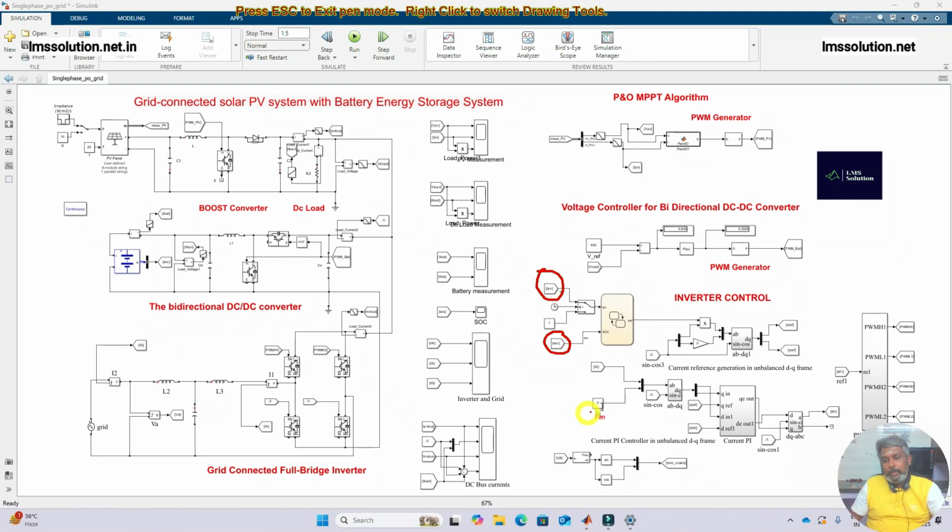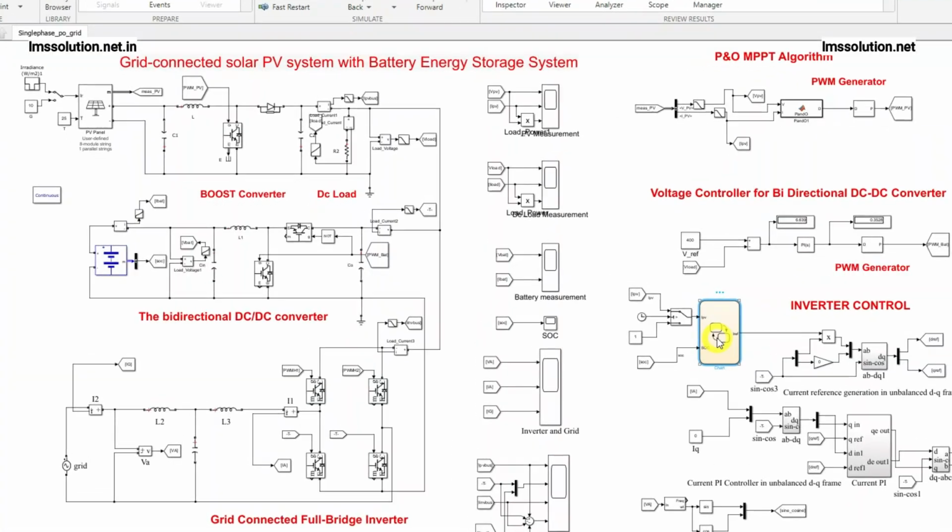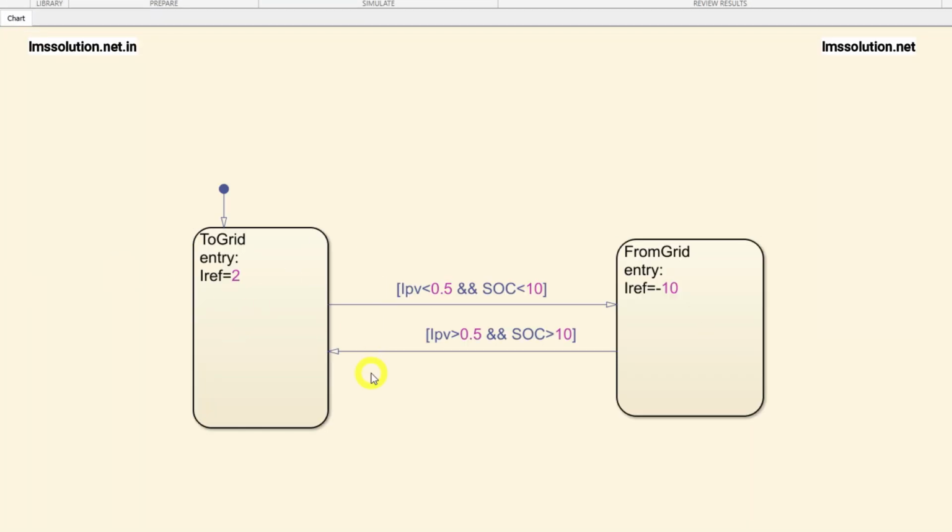So how are we going to generate the I reference? Just click this one, and then you will get that state flow. Here I consider two conditions: to grid and from grid. To grid means we are sending power to the grid from the DC bus, that means by means of the PV source as well as the battery. Here we have to provide some current reference. I consider I reference equal to 2.